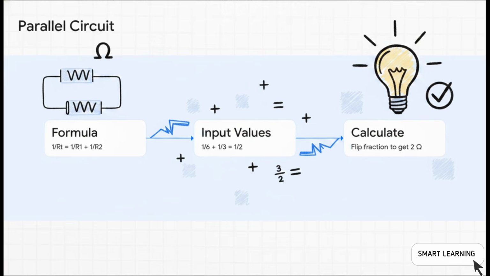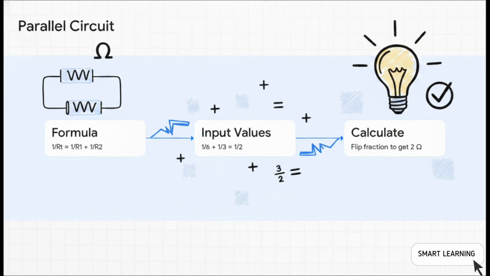Step 2. We plug in our values, giving us 1/6 plus 1/3. If you find a common denominator, that 1/3 becomes 2/6. Add those up, you get 3/6, which simplifies nicely to 1/2. And finally, step 3, just flip that final fraction to solve for the equivalent resistance, and boom, you calculate exactly 2 ohms.